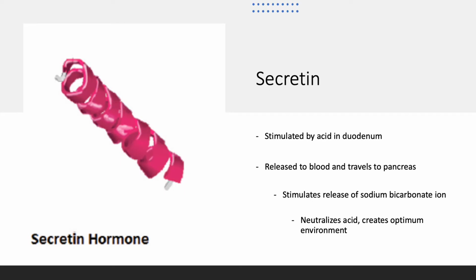When chyme enters the duodenum, the acid stimulates the release of the hormone secretin. And secretin is released from the duodenum from secretory cells there, and it's going to travel in the blood, as hormones do, and ultimately reach the pancreas. Upon reaching the pancreas, it's going to stimulate the release of sodium bicarbonate ion, and that's going to help neutralize the acids within the duodenum, creating that optimum pH environment that we talked about earlier for proper enzymatic function.